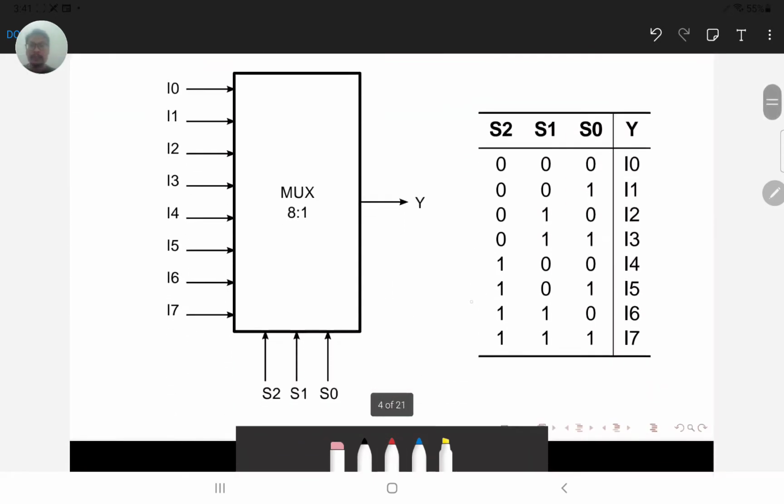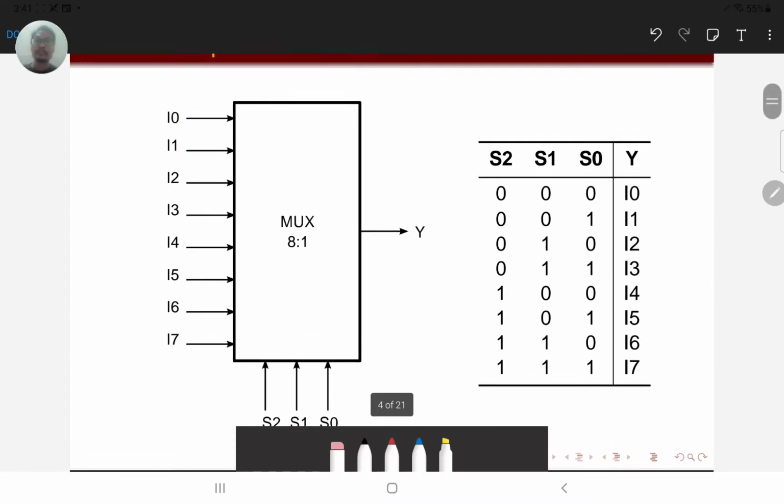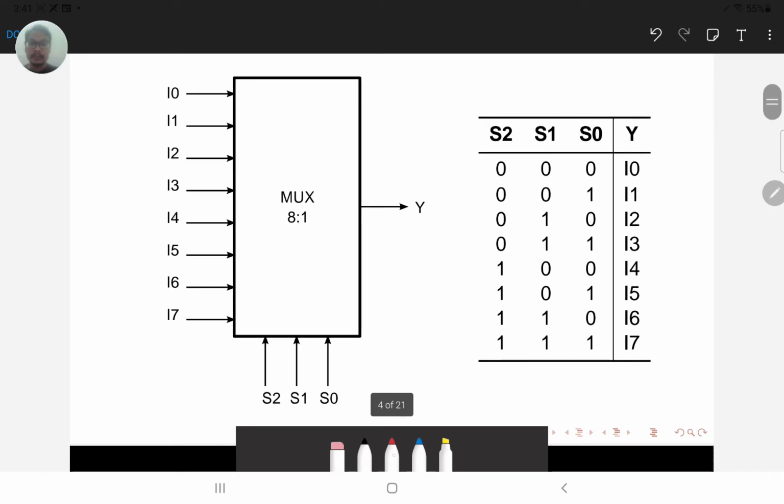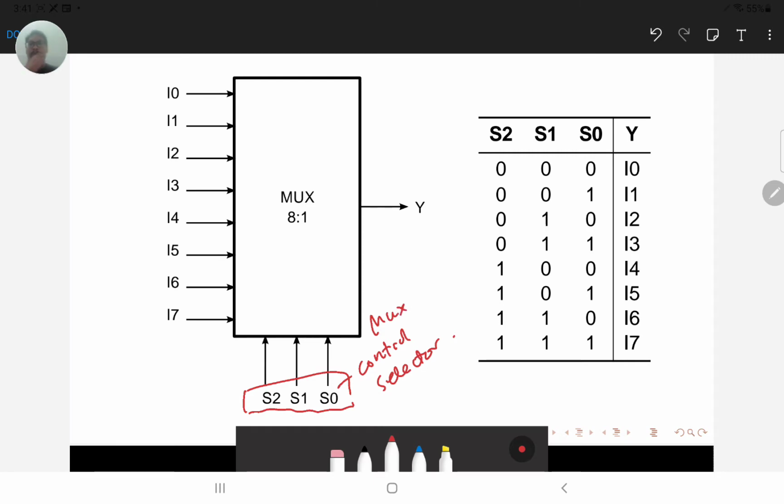Let's move on to the larger multiplexer. So we can also have an 8-to-1 multiplexer. One thing to note here is how many selectors, the control selector. So here is called the control selector. Okay, mux control selector. So how many bits is our mux control selector for an 8-to-1 mux, for a 4-to-1 mux, and also for a 2-to-1 mux?